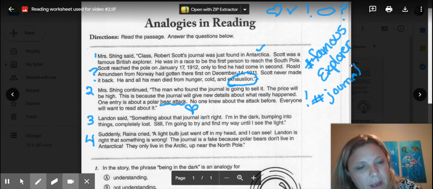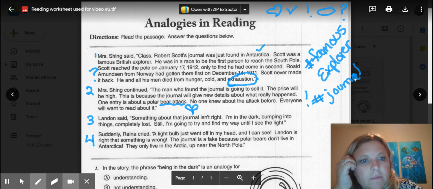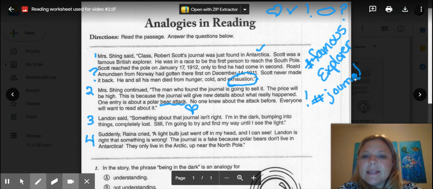If I don't keep that pen down just right, it doesn't write. So trying my best. Landon said something about the journal isn't right. I'm in the dark, bumping into things, completely lost. Still, I'm going to try to find my way to see the light.